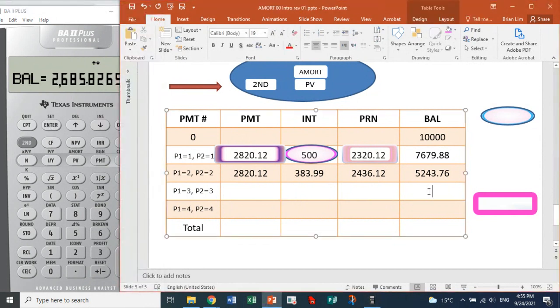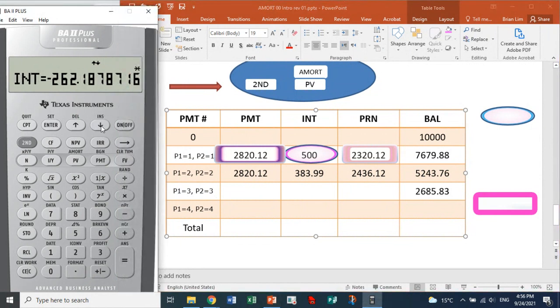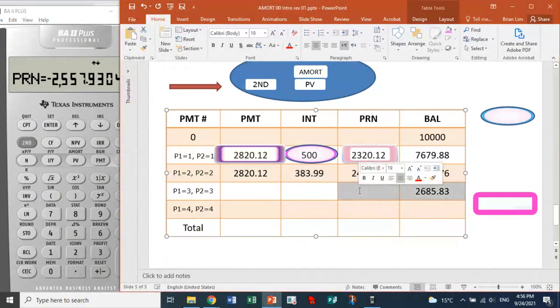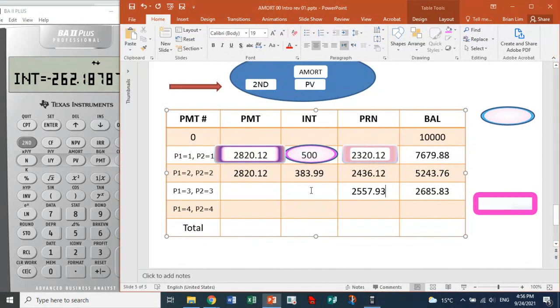Now the balance is 2685.83. All right, and how much interest was paid? Okay, the principal, we paid 2557. So this number here is 2557.93. And then the amount of interest paid is 262.19. Okay, if we round it, that is what we'll get.